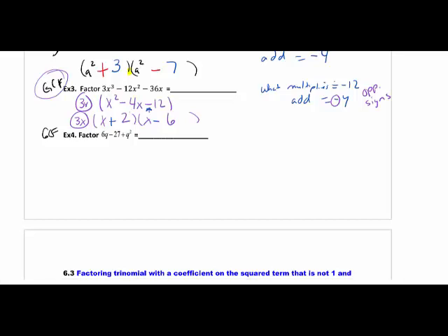That is my answer. But do not forget that 3x that is out in front. That is part of the answer. If you leave it off, you are not giving the complete answer.